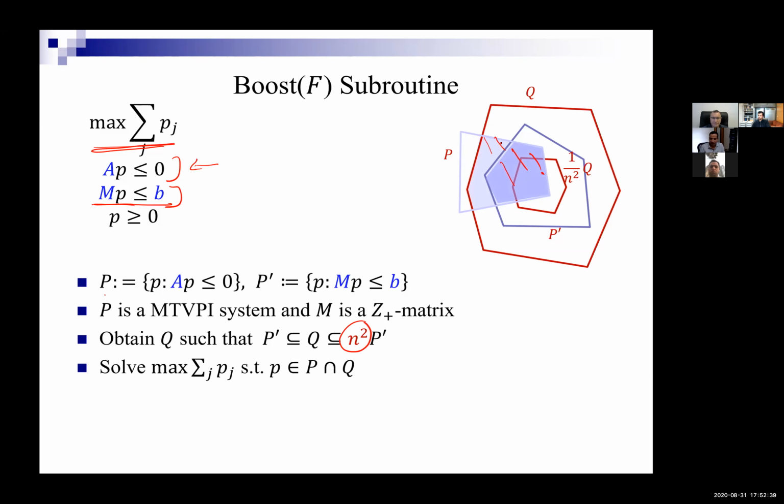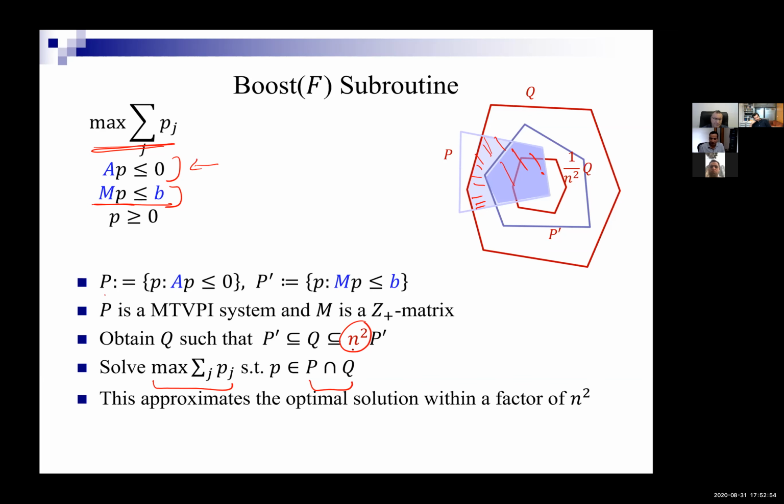Now this is the additional part. You can see that, right? So we solve this problem: maximize the summation of Pj over P intersection Q. Now it becomes a monotone BPI system, so we can apply the strongly polynomial algorithm. And since it is contained inside n squared, this gives an approximate solution for the original problem, and the approximation factor is within n squared. As I said, we are fine with this approximation because we can run the DM algorithm a little bit longer.